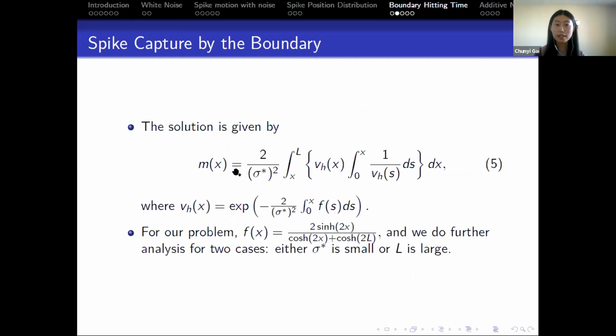Solving that equation, we finally get the solution given by this equation, where VH is this exponential function. For our problem, we can replace f of x by this term, and then we can plot the mean first passage time explicitly by computer. But to do further analysis, we consider two limit cases. One is sigma star is small, and the other one is L is large.